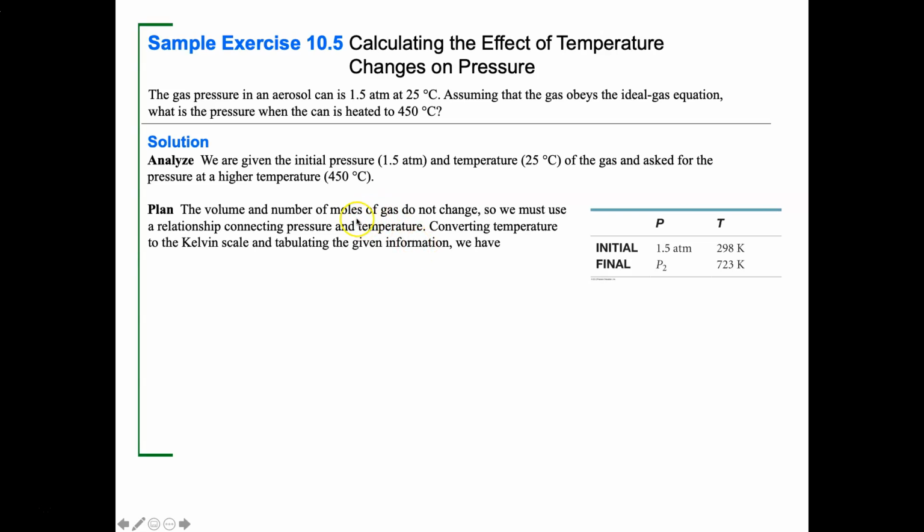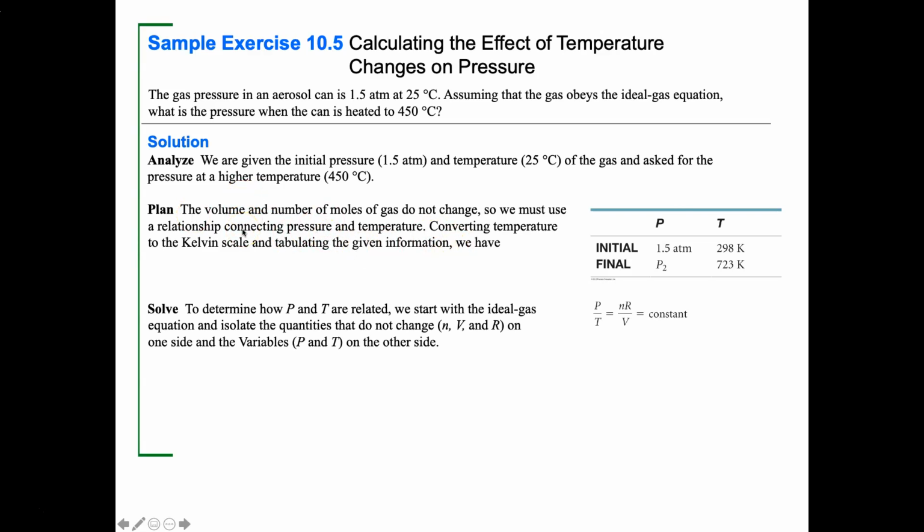In other words, we just have to come up with a relationship that only connects pressure and temperature. And so we can say that P over T will equal nR over V, and this number is going to be constant. We're going to use this P over T relationship because those are the two things that are changing, and we're going to say that initial will equal final information because the ratio has to be the same. From there, we plug in our information, and this is just one of the two ways that you'll be analyzing how changes in pressure or temperature can happen.